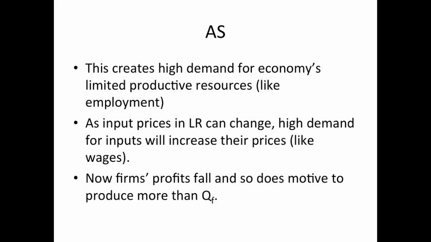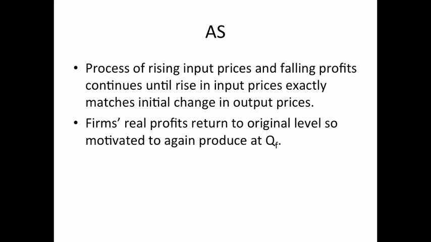So now wages will be rising. And so the firm's profits begin to go down. As we're producing more, we're having to pay our workers more, the profit per unit starts to fall. And therefore, if the profits per unit start to go down, then so does that incentive to produce more than the full employment level of GDP. So this process of rising input prices, wages, and therefore falling per unit profits, continues until the increase in wages or the input price exactly matches that initial change in output prices.